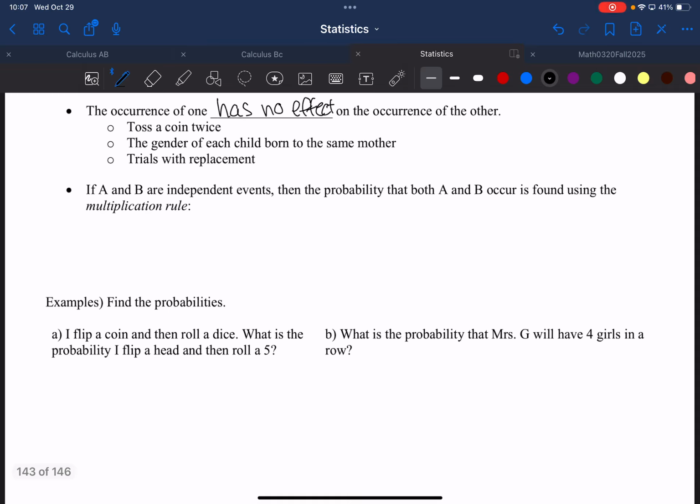Next it says, if A and B are independent events, then the probability that both A and B occur is found using the multiplication rule. That is the same as saying the probability of A and B is equal to the probability of A intersection B, which is equal to the probability of A times the probability of B. So if we have two independent events, for the intersection of A and B, all we do is multiply the two probabilities together. Okay.